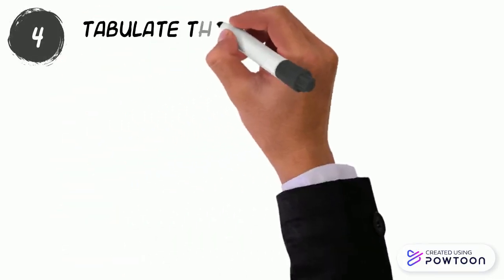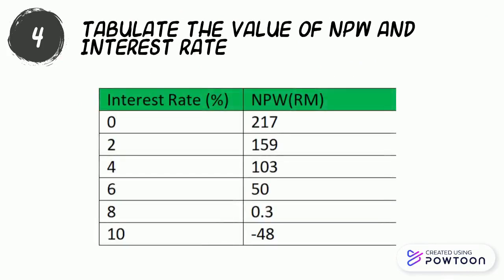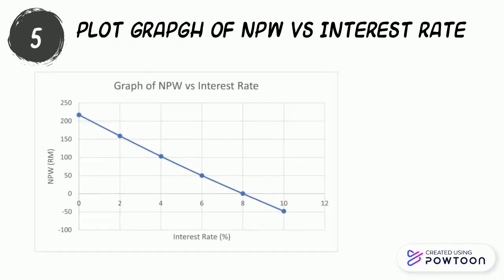Then a table of interest rates and net present worth is formed. Interest rates from 0% to 10% are chosen and their net present worth are calculated. The next step is to plot a graph of net present worth versus interest rate.